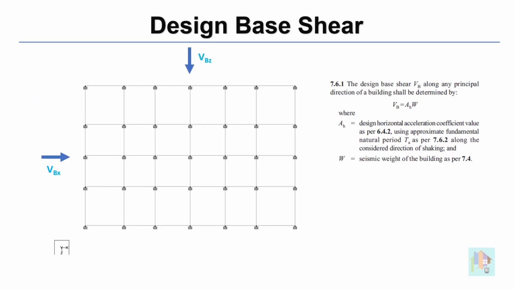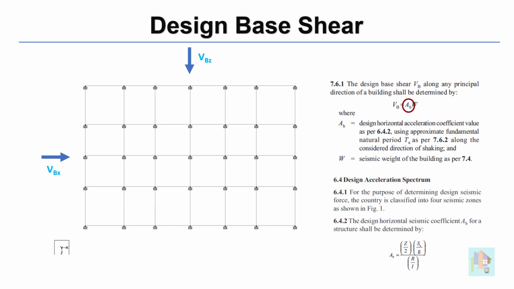There is another factor required for base shear calculation, the design horizontal acceleration coefficient, and this is the most important part as it depends on several site-specific conditions and building-related parameters. I'll cover this in the next video.